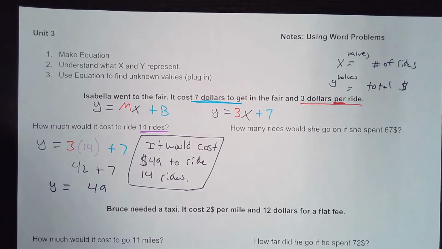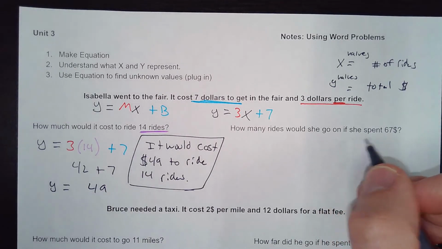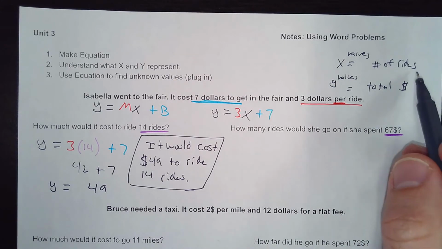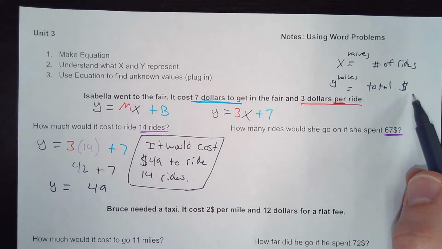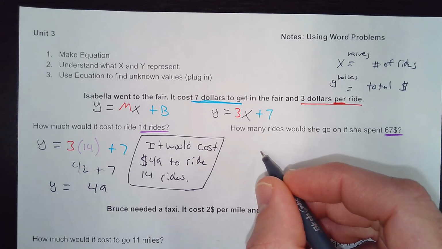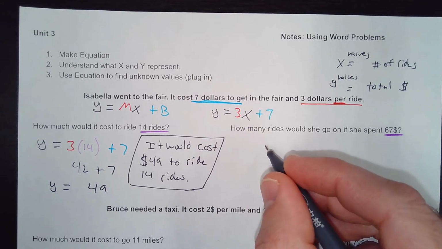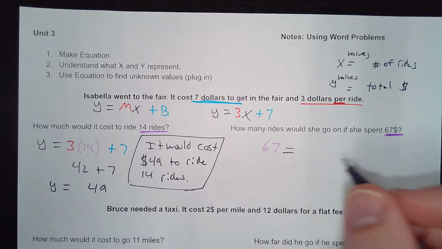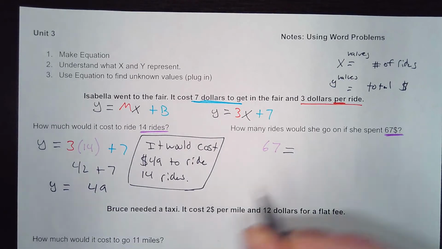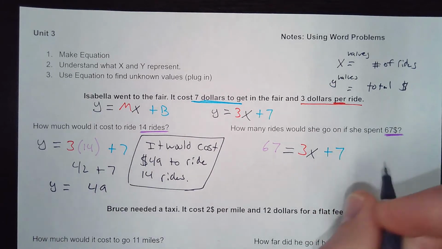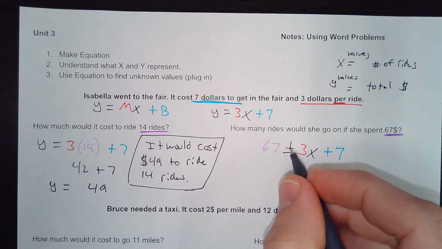Now, next one. How many rides would she go on if she spent $67? So what are we given here? Are we given the number of rides that she went on, like here? Or are we given the total cost? We're given the total cost. So we're going to rewrite our equation, but instead of replacing our x, we're going to replace our y. So 67 equals 3, our x we don't know. That's what we're trying to figure out. 3x plus 7. And then we would have to try and solve this.